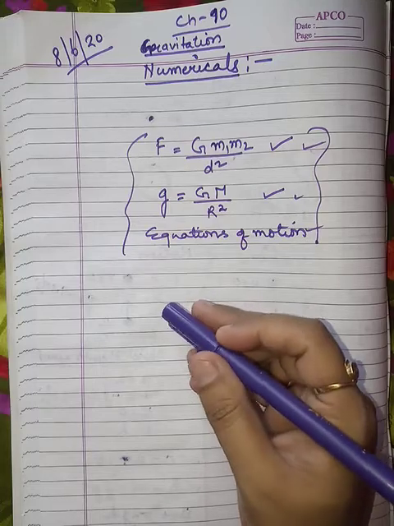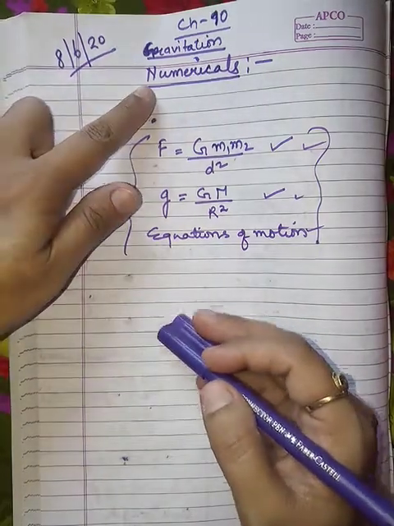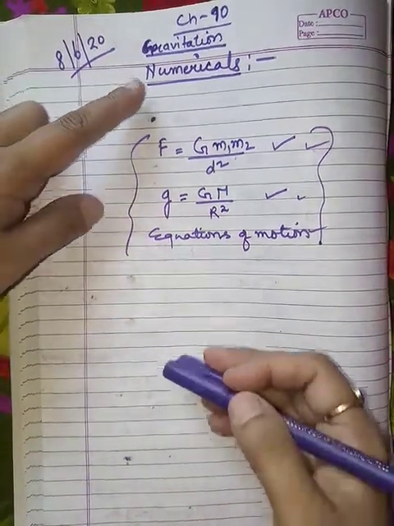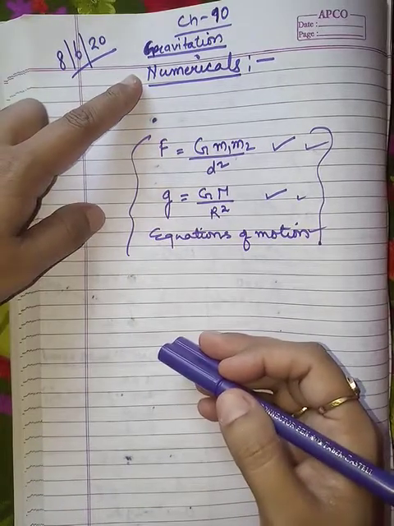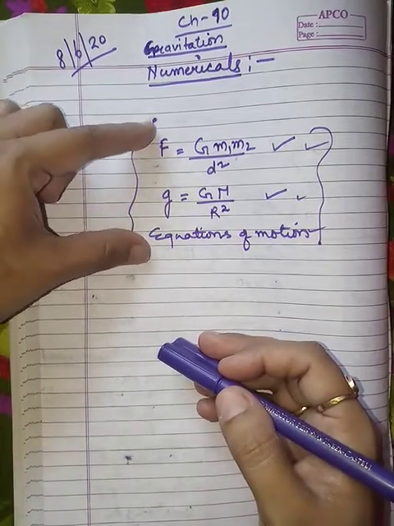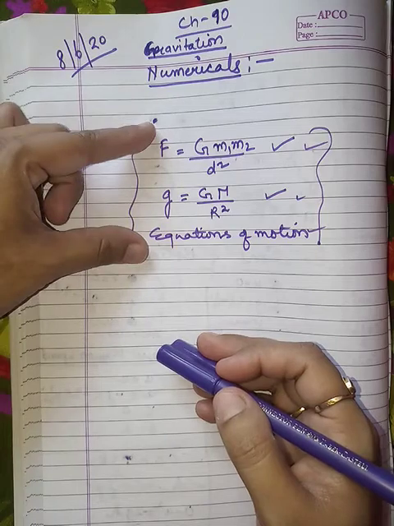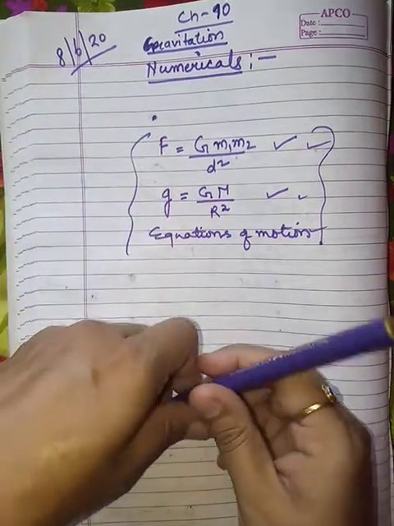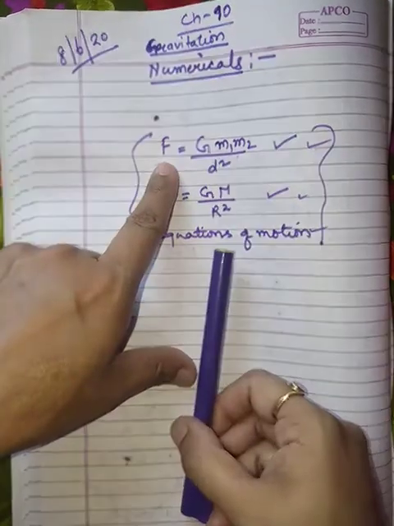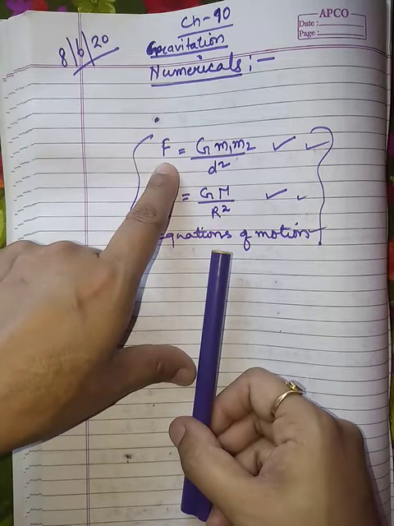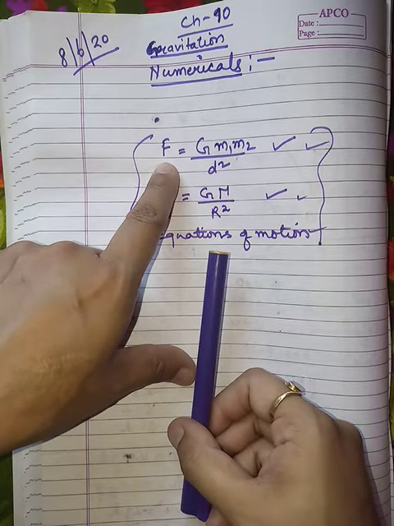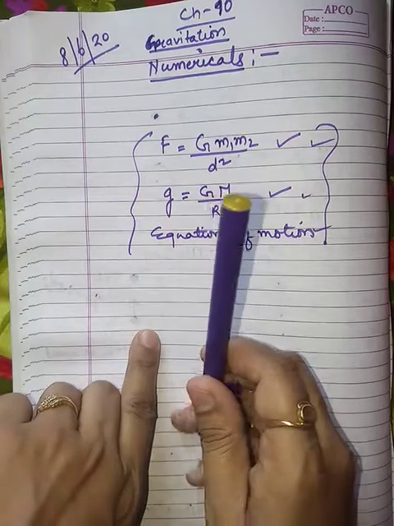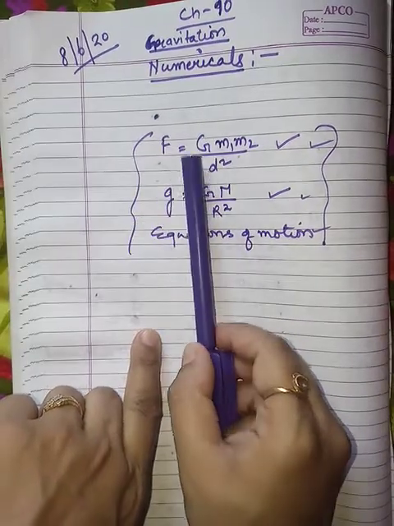So today we are going to discuss numericals in this video. In the last few videos we have discussed some formulas and their derivation. Those were first the formula for the gravitational force, that is universal law of gravitation actually.